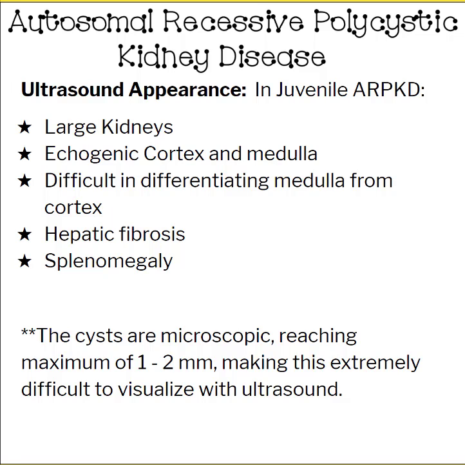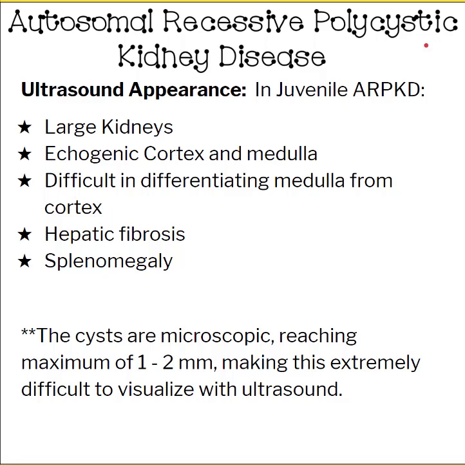Now, if we look beyond the kidneys, we should be able to see the hepatic fibrosis as echogenic strands that run along the portal system, and then we should also see an enlarged spleen. Now, what is tricky about how autosomal recessive polycystic kidney disease presents is that it doesn't present with visible cysts on the kidneys. So that's going to be the big underlying part for this. Autosomal recessive polycystic kidney disease creates microscopic to reaching a maximum of 1 to 2 millimeter cysts. So they are very, very tiny cysts, which makes them extremely difficult to visualize by ultrasound.